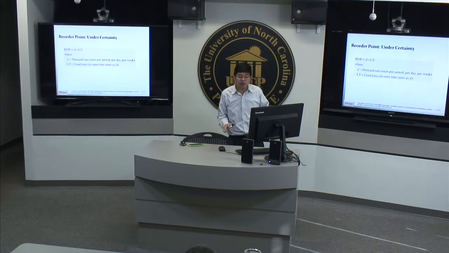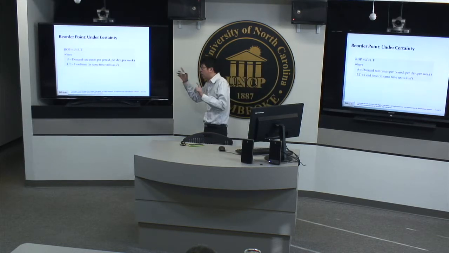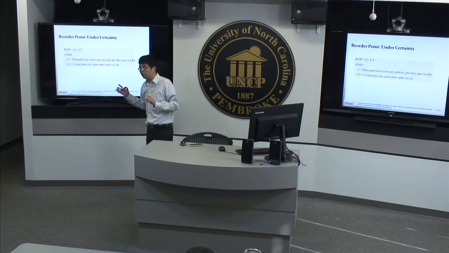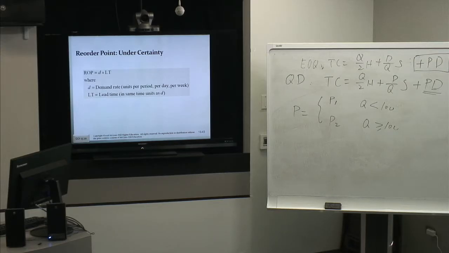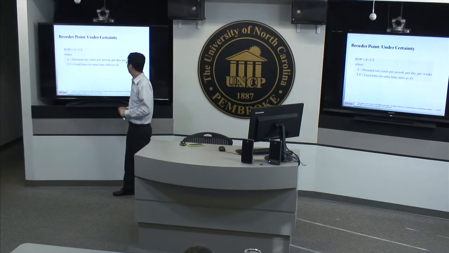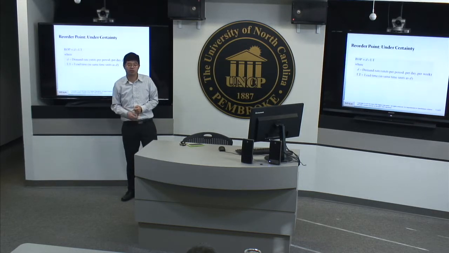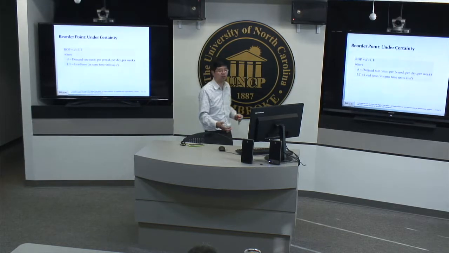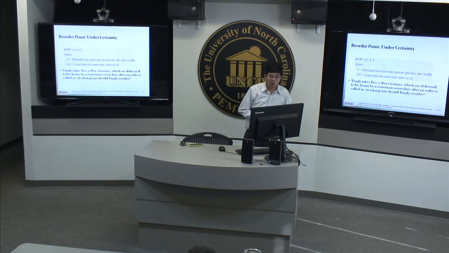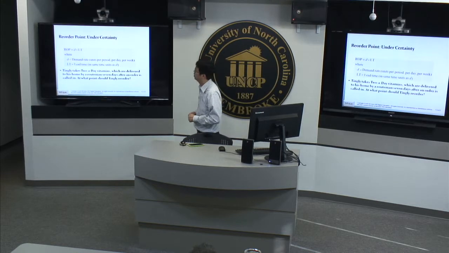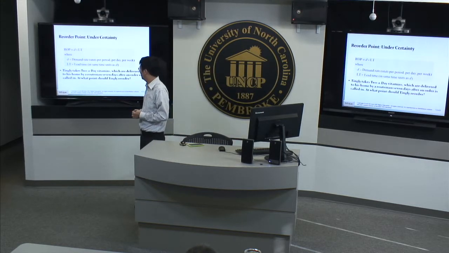If everything is under certainty, we know the demand rate for sure and we know the lead time for sure, then the reorder point is very simple, right? It's the demand per day times the lead time, how many days? It can be per week or per year, but the lead time should also be changed to the same unit, weekly or annual. Simple, right? Clear? D times LT, where LT is your lead time. Now, it's a very simple example.